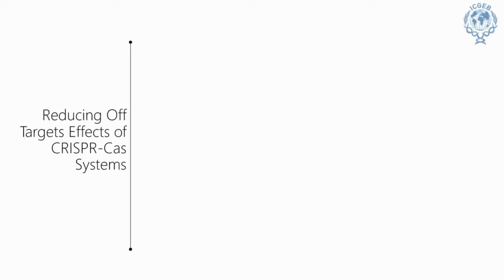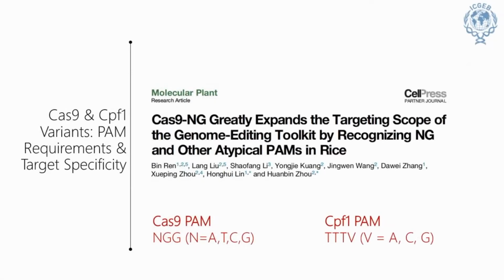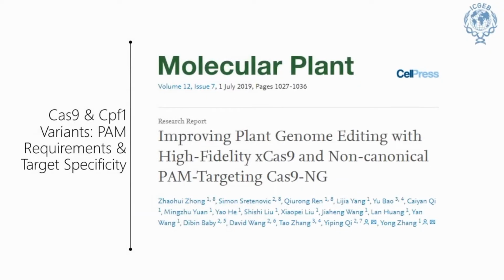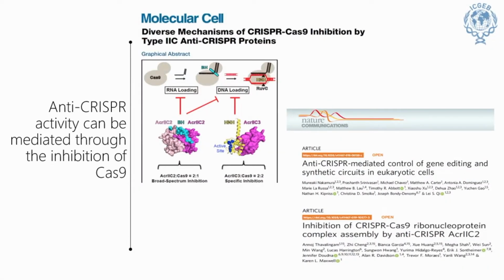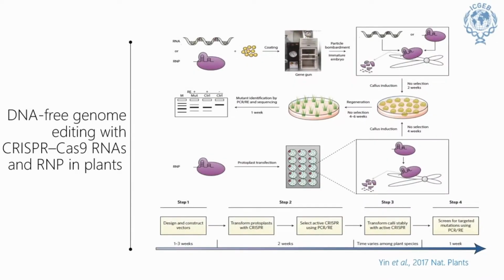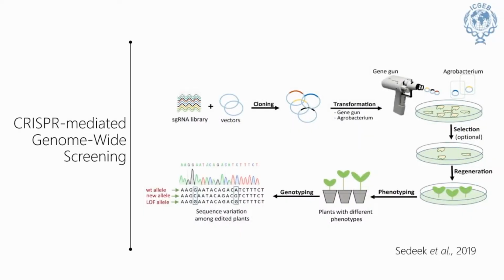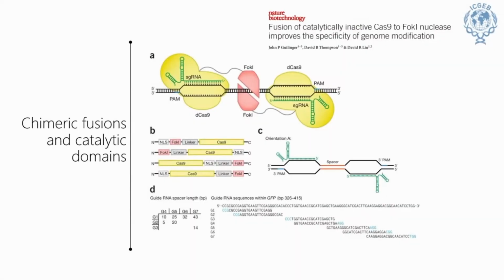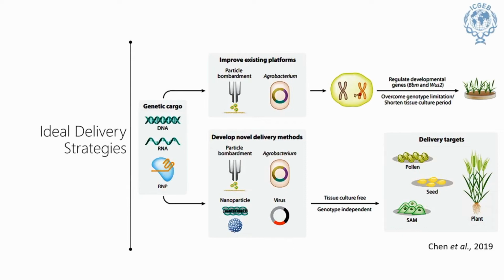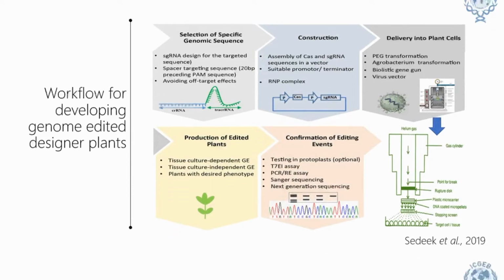Fine-tuning of the CRISPR-Cas system to alleviate off-target activity of Cas proteins can be achieved via optimization of guide RNA designing, engineering of Cas9 and Cpf1 variants that recognize non-canonical PAM sites in the genome and simultaneously evade anti-CRISPRs, efficient DNA-free delivery of Cas9 proteins and RNP complexes through biolistic approach, enhancing HDR pathway frequency via inhibition of the NHEJ pathway, employing inducible systems to narrow down the availability window, using CRISPR genome-wide screens, and chimeric fusions of catalytic domains of deactivated Cas9 and Fok1 proteins, etc. Further, improving existing delivery methods or workflows and creating novel platforms for delivery methods and delivery targets.